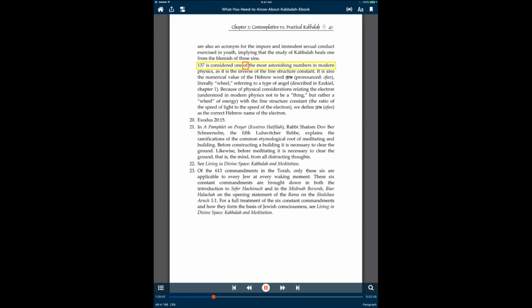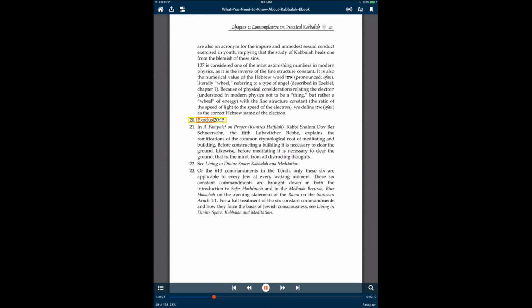137 is considered one of the most astonishing numbers in modern physics, as it is the inverse of the fine structure constant. It is also the numerical value of the Hebrew word, pronounced ophan, literally wheel, referring to a type of angel, described in Ezekiel, chapter 1. Because of physical considerations relating the electron, understood in modern physics not to be a thing, but rather a wheel of energy, with the fine structure constant, the ratio of the speed of light to the speed of the electron, we define ophan as the correct Hebrew name of the electron.